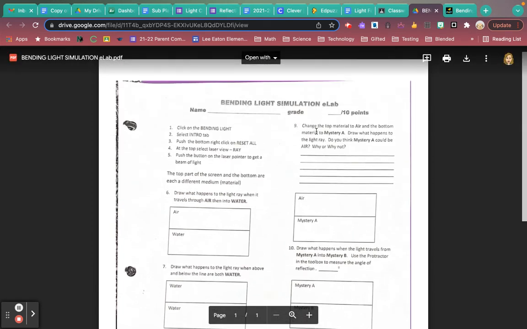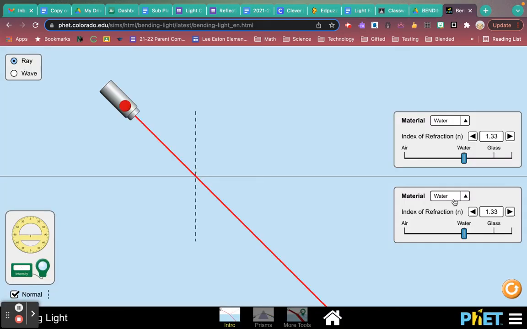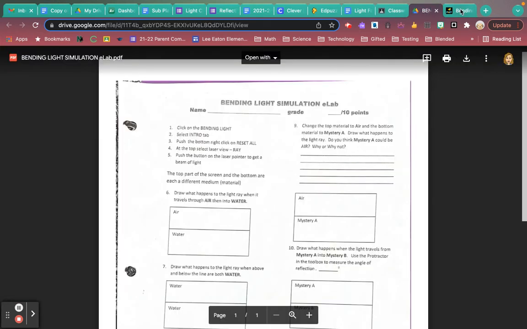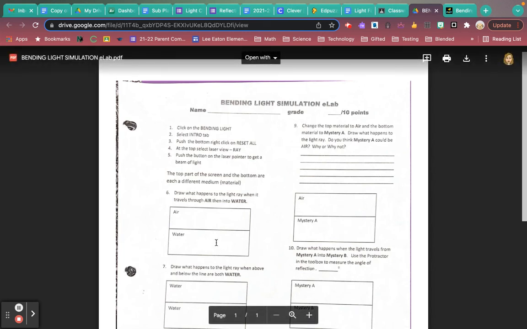Then number 9, change the top material to air and the bottom to mystery A. So you can see there are different things. They want you to change the bottom to mystery A and the top to, what did it say? Air. Draw what happens to the light ray. So you're going to draw here in this box. If it's air on top, mystery A on bottom, what does it look like? Just like we did on 6.